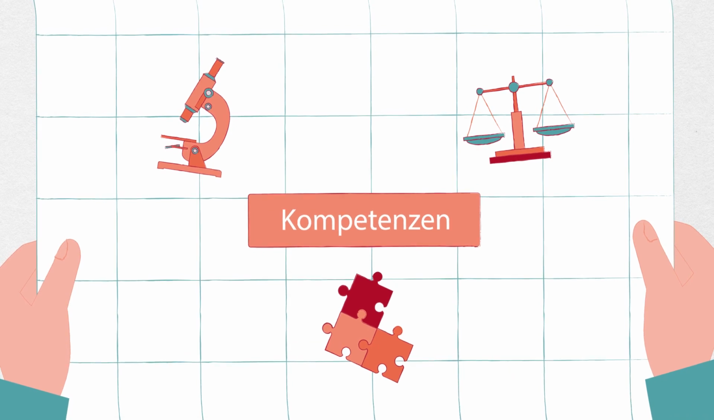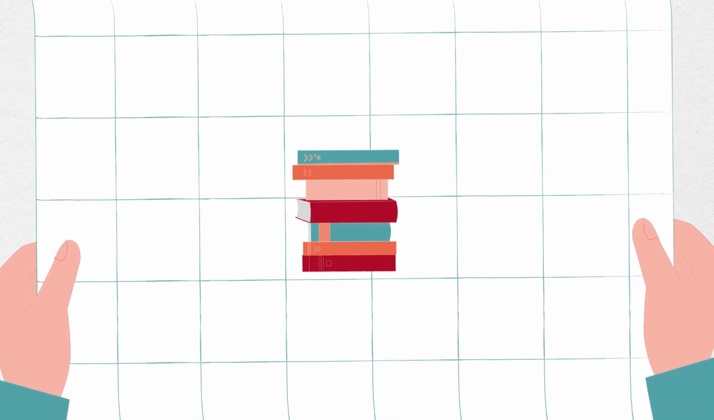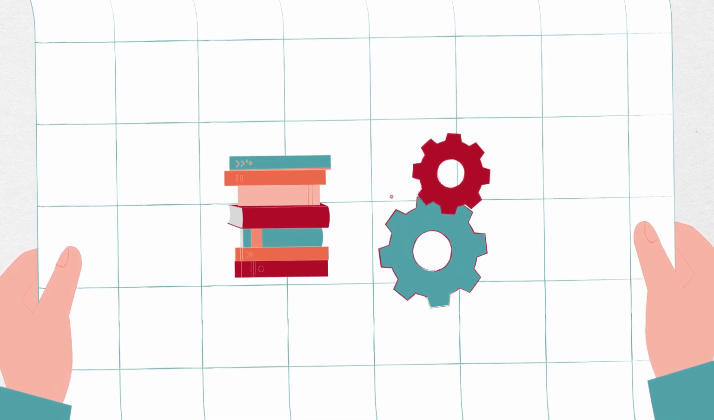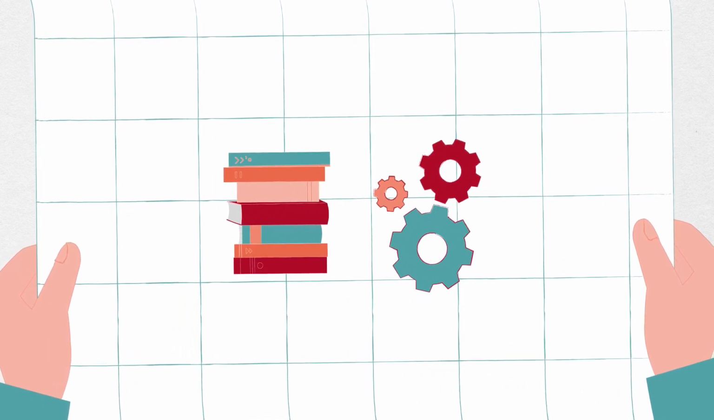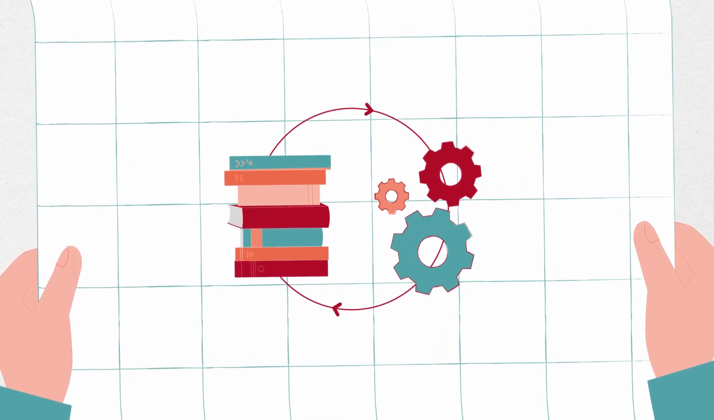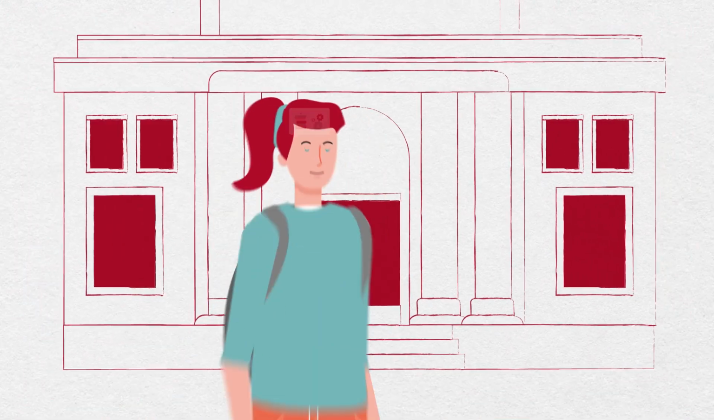Although specialized knowledge is the basis for academic achievement, it does not in itself provide the ability to solve problems independently. However, academic studies should enable students to perform complex scientific activities and contribute to the development of an independent personality.